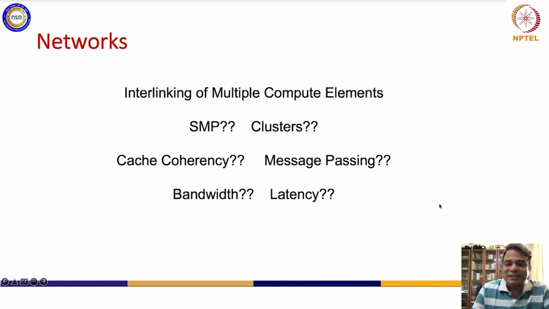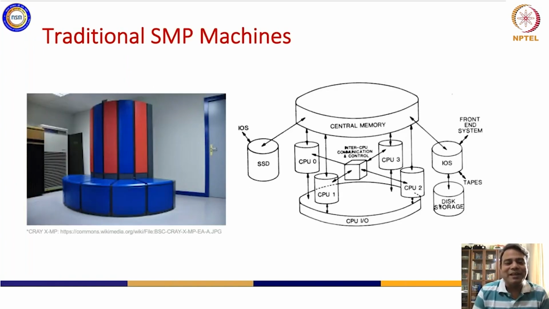So let's go forward. Traditionally, this is a very popular picture; everybody recognizes this. This was one of the first Cray machines, which enabled connecting 4 CPUs together, and all the 4 CPUs shared a certain central memory, and they were also connected to each other for running a parallel workload. And to connect all these elements together, there was some inter-CPU communication and control.